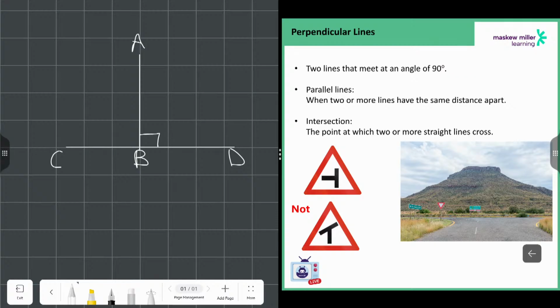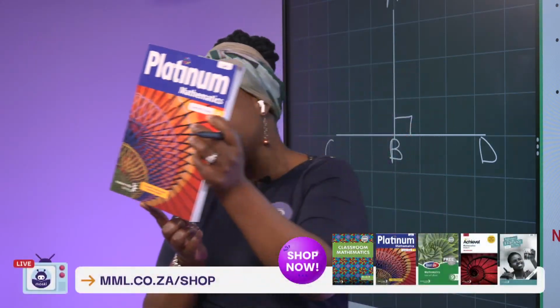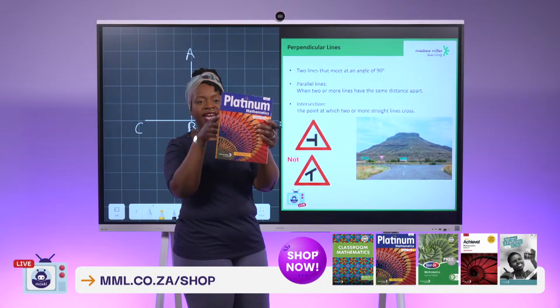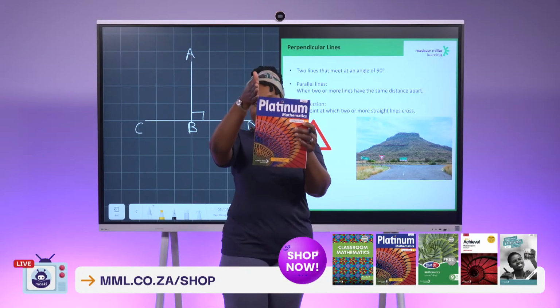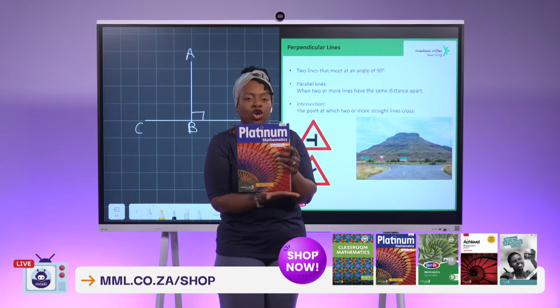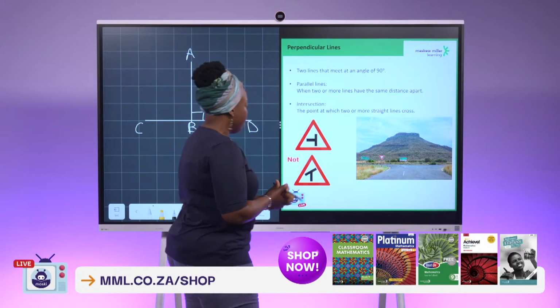This can be found anywhere, even in your book. If you look at this book, the corner of the book is literally 90 degrees as well. Which means that this vertical line is perpendicular to the horizontal line. So that's how we determine the perpendicular line.